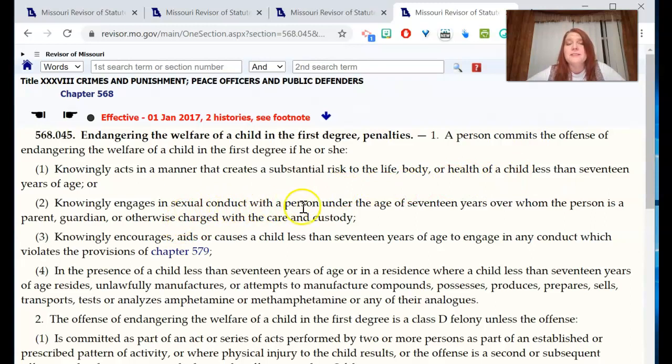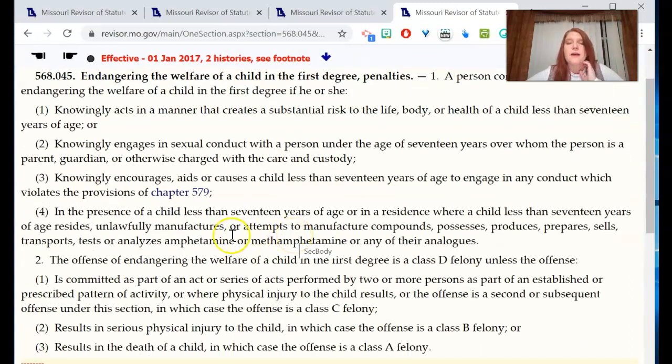Knowingly engages in sexual conduct with a person under the age of 17, over whom the person is a parent, guardian, or otherwise charged with care and custody. Knowingly encourages, aids, or causes a child less than 17 years of age to engage in any conduct which violates, and then they give you another chapter where you can look up the list of things.